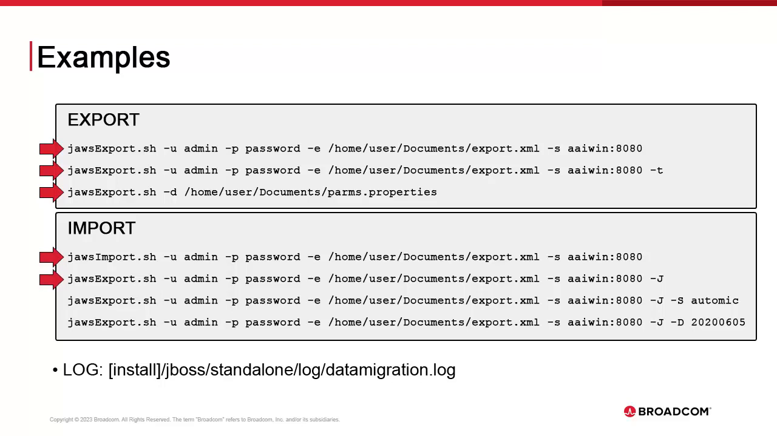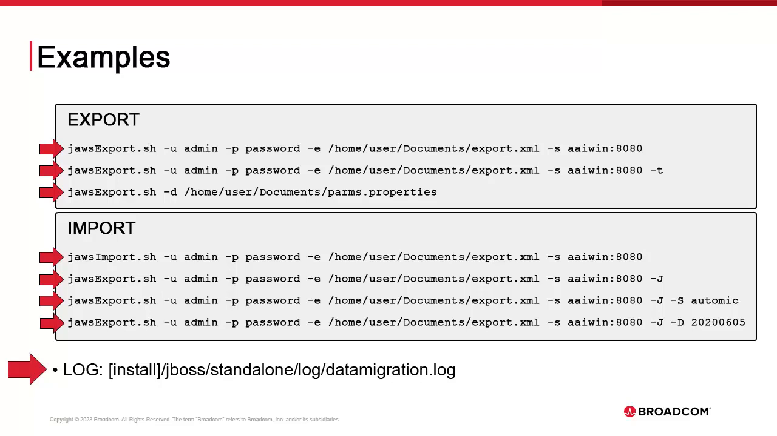This forces the import of job streams with the -J option, presumably because the scheduler cannot be imported. This imports job streams, but only those associated with Scheduler Atomic. This imports job streams created after June 5th, 2020. The documentation has many more examples of commands, and we recommend looking them up.